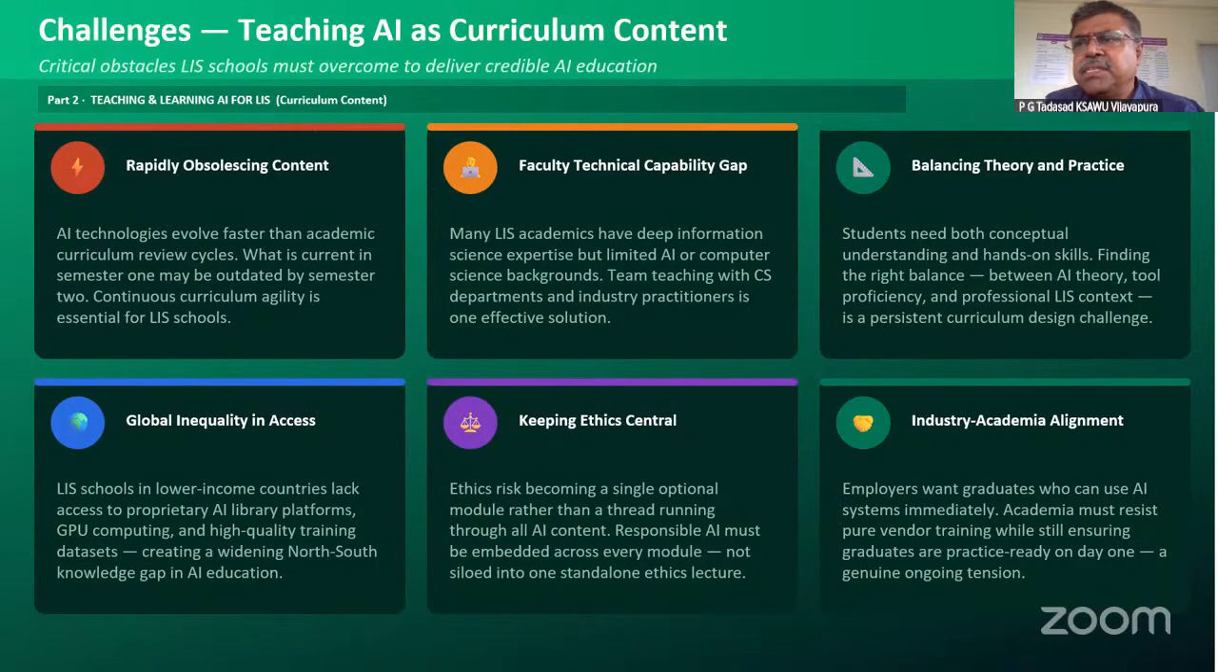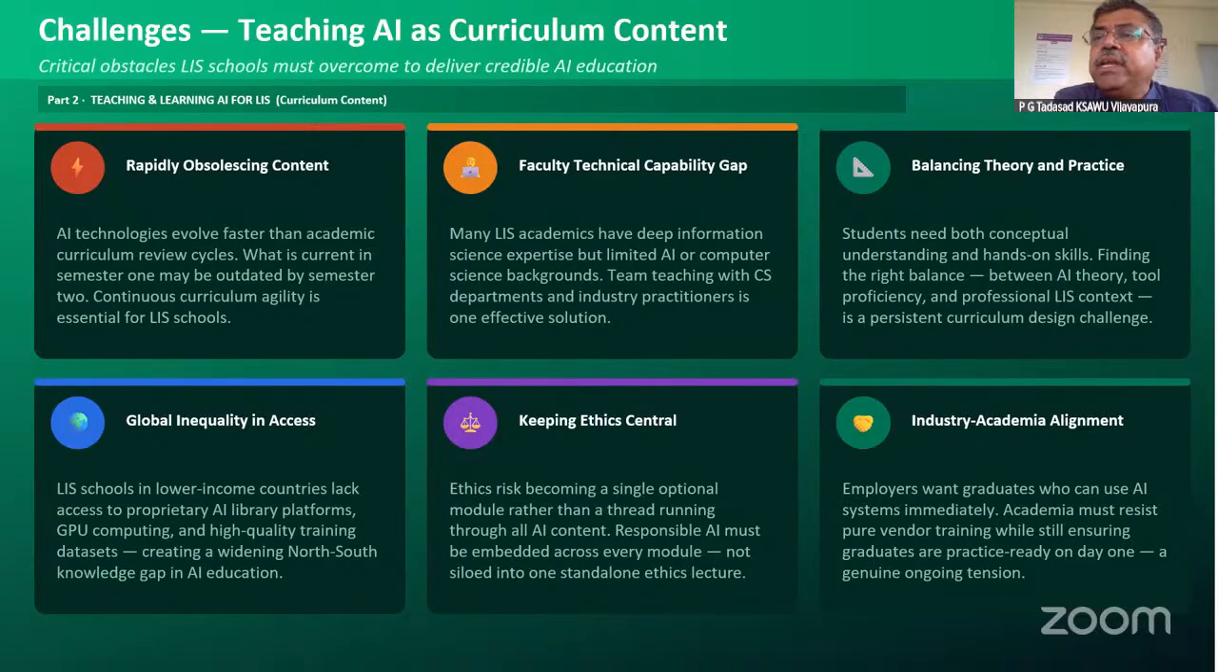There are other things. The technicality gap has to be filled. We have deep knowledge of library science, not necessarily the information science aspects. Now we are talking about artificial intelligence. Unless that technical capability is filled within us, we may not be in a position to deliver the required content to the student community.